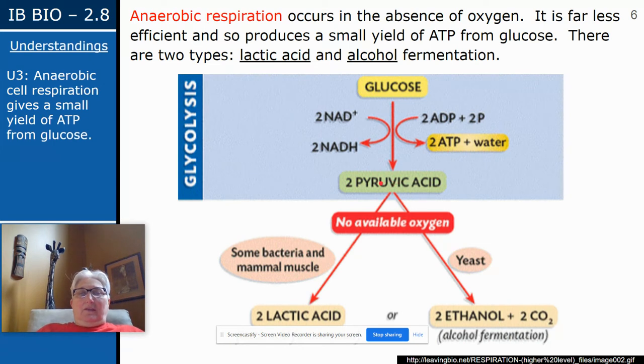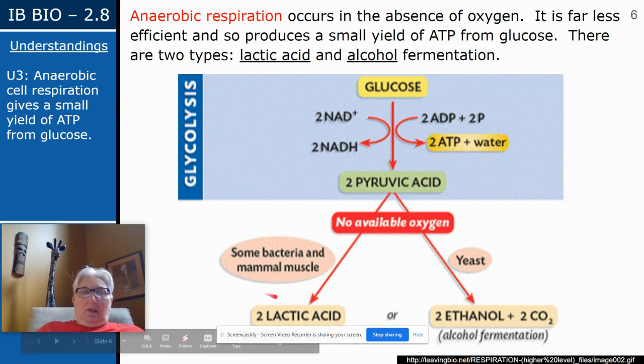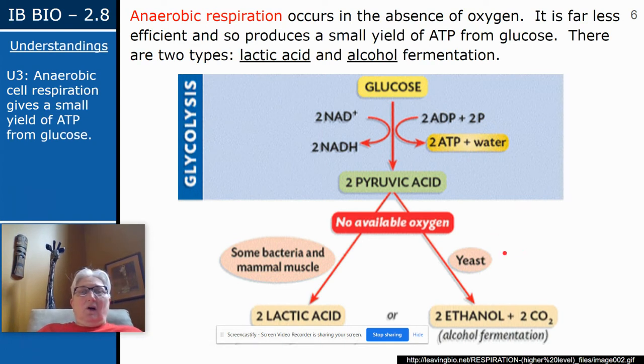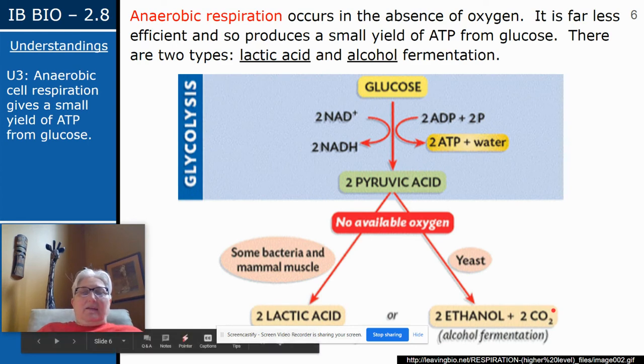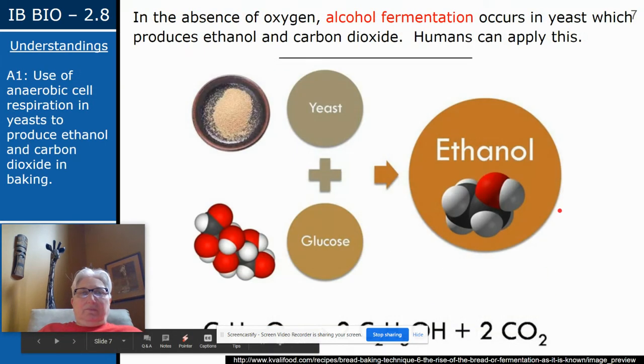And we break it down into 2 3-carbon pyruvic acid molecules. And then they can undergo one of 2 types of fermentation. The lactic acid fermentation, which we experience mostly in our muscles, and we'll take a look at that. And then ethanol or alcohol fermentation, which produces ethyl alcohol and carbon dioxide. So we'll take a look at both of those.